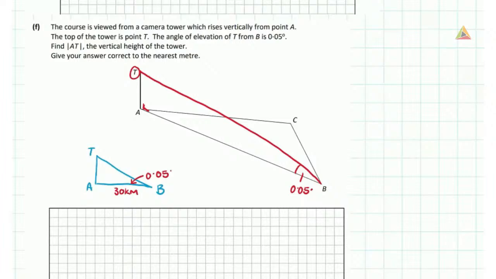And what we're looking for in this part of the question is the distance from A to T. So I'm just going to mark that with an X. That's what we're looking for. And remember, we said because the triathlon park or circuit is on level ground and the tower rises vertically from the point A, well then we obviously have a 90-degree angle there.